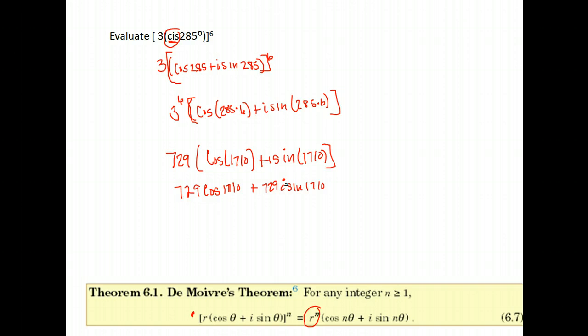And let's use our calculator now to calculate. 729 times the cosine of 1,710 is 0, because the cosine of this number is 0. 729 times the sine of 1,710 is negative 729, because the sine of this angle is negative 1. And don't forget your i. So 0 plus negative 729i, we would just write that as negative 729i.